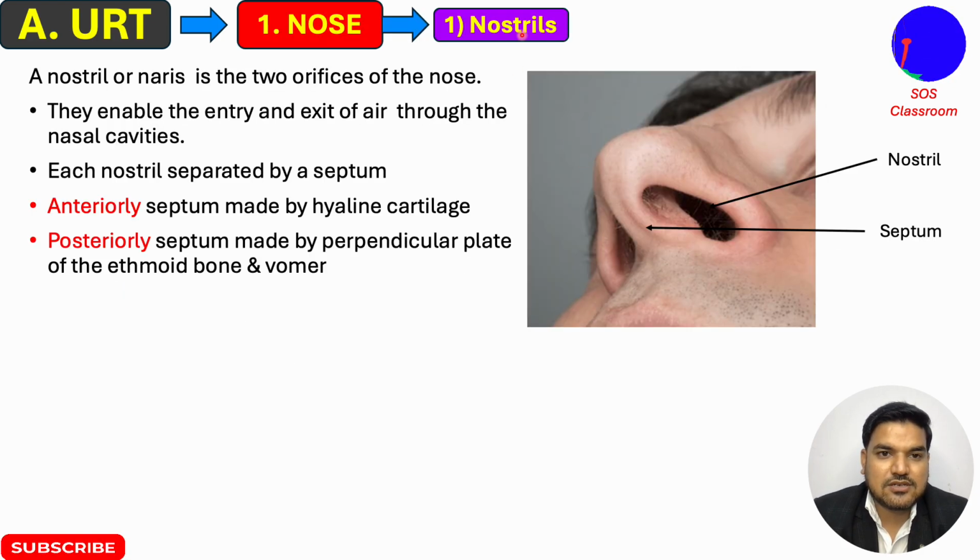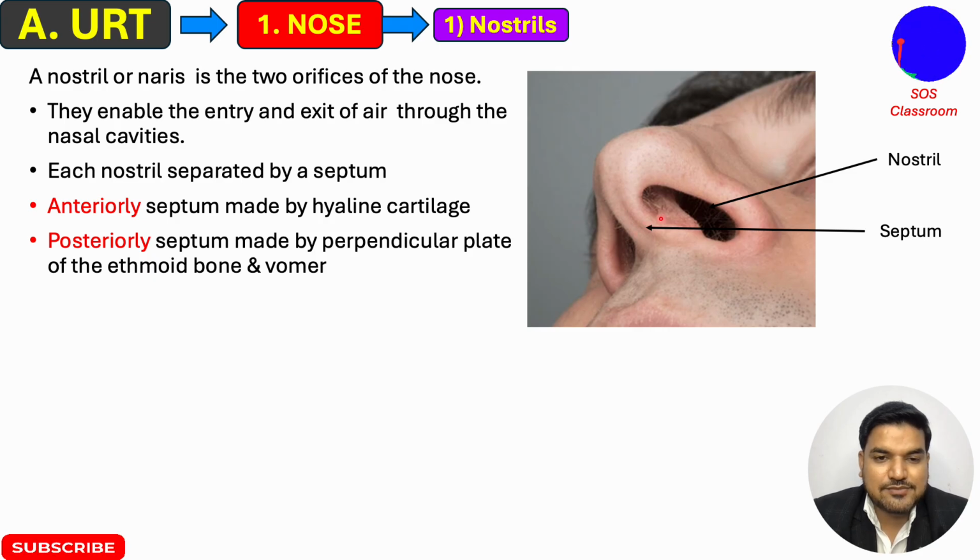First of all, let's discuss the nostrils. You can see this image. These are the nostrils. They are the opening or orifice of the nose, or nasal airway passages. These are the nares or orifice. This is called the nostrils. And each nostril is separated by a septum. The septum is made by hyaline cartilage. So this is the septum. Each nostril is divided by a septum made of hyaline cartilage.